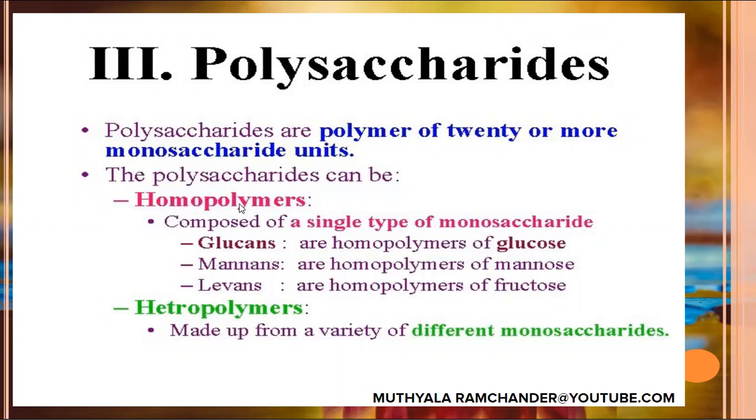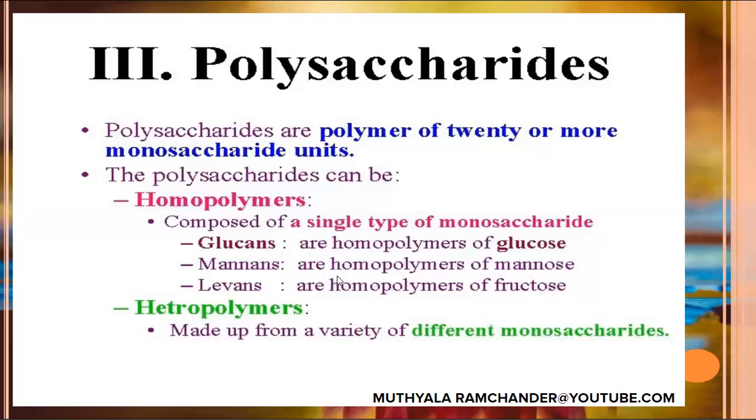They are homopolymers or homopolysaccharides. Second one, heteropolymers or heteropolysaccharides. Homopolymers are composed of a single type of monosaccharide. Example, glucans are homopolymers of glucose, which means in glucans only glucose molecules are present in large numbers.